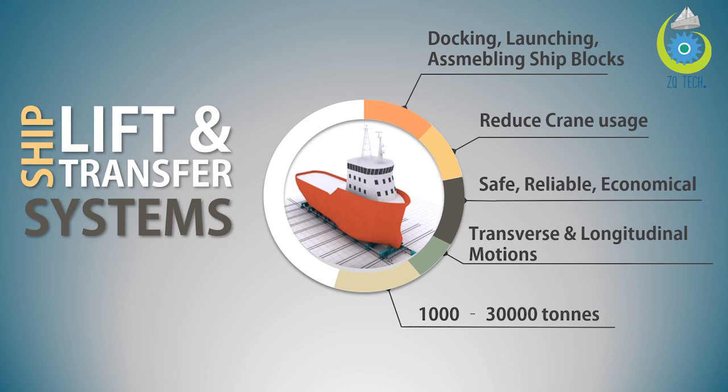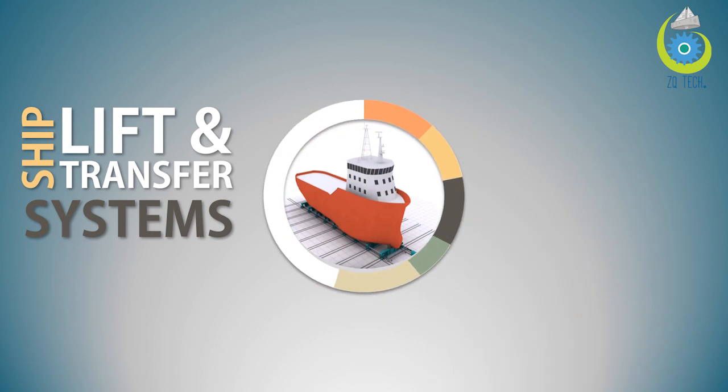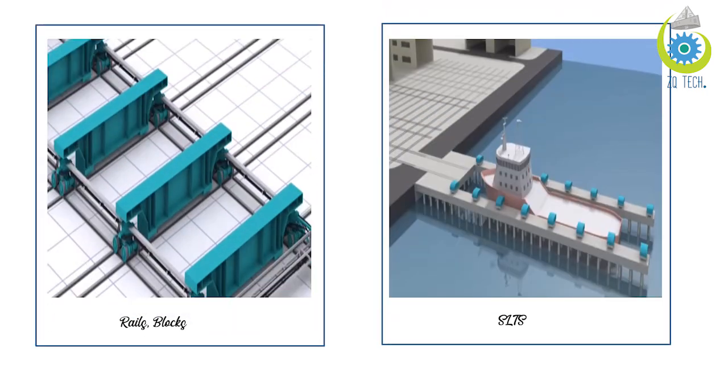So when this system is lifting the ship, it moves the ship in the z-axis, and when it is transferring the ship from the platform to the berth, it will make the ship move along the longitudinal axis as well as the transverse axis. Here, the weight of the ship is from 1000 to 30,000 tons. Here are some pictures of SLTS. In the left picture, you can see the blocks with the rails, and in the right picture, you can see the overall SLTS system.